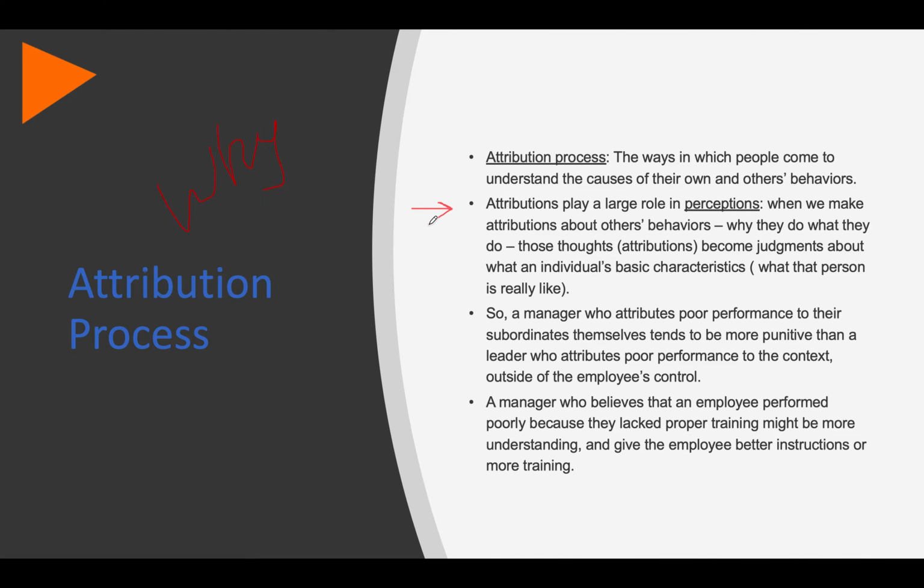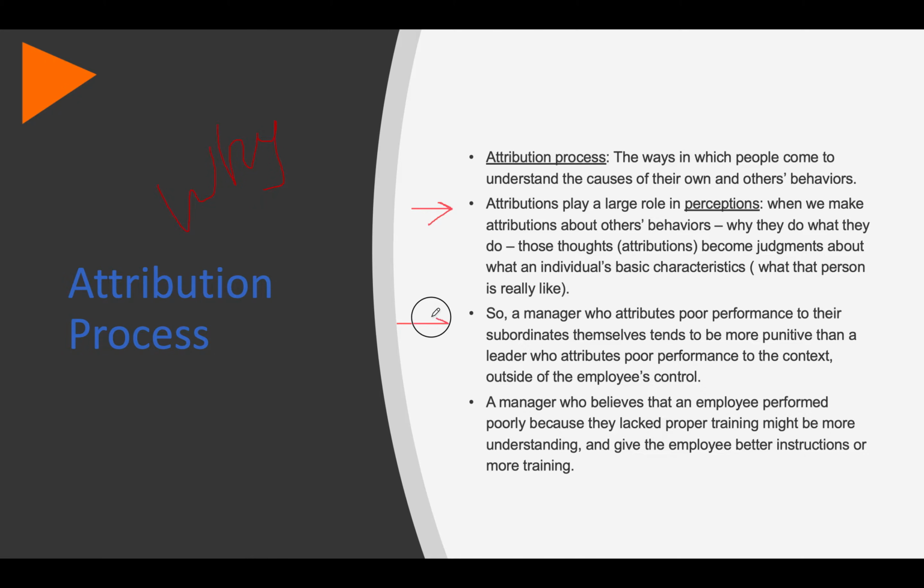Attributions play a large role in perceptions, right? So the perceptions that I have are about people in this world. When we make attributions about other people's behaviors, what they do, these thoughts that I have, the attributions that I make, become judgments about an individual's basic characteristics, what that person is really like. So I see your behaviors, and now I'm making judgments about who you are as a person. If I see you coming late, then I might make certain attributions about that, why you are late, the causes of your lateness, your tardiness. And then I start to think about what kind of a person would be late. And now all of a sudden, I have thoughts about who you are as a person.